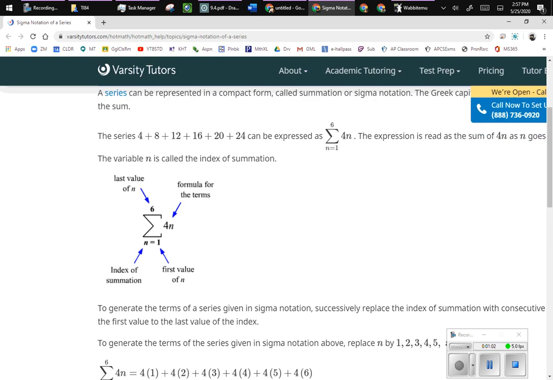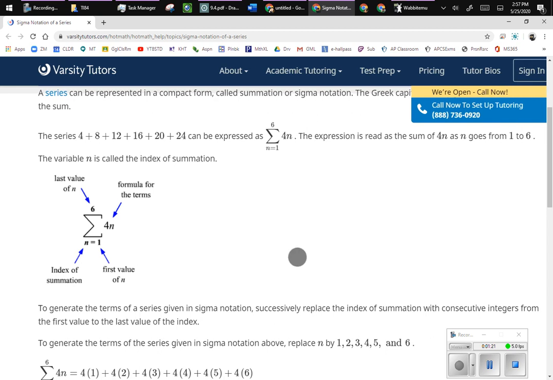In this one, imagine you had a sequence that had 4, 8, 12, 16, 20, 24. And instead of writing it like that, we write it like this, right? We just say the expression is read as the sum of 4n as n goes from 1 to 6. Right, so 4n is your formula, and you're basically going to take 1 to 6, those discrete numbers, including 1 and 6, and plugging it in one at a time. So 4 times 1 plus 4 times 2 plus 4 times 3, all the way up to 4 times 6.